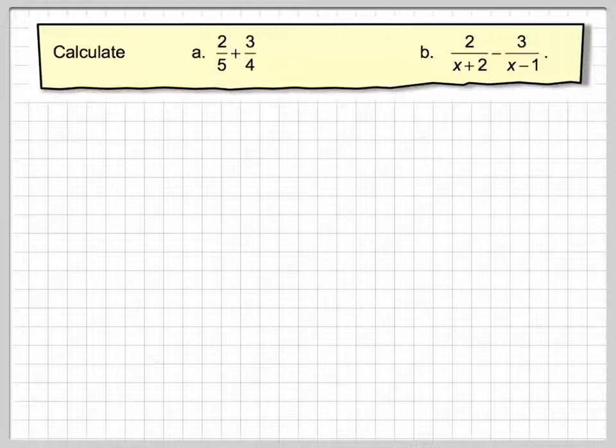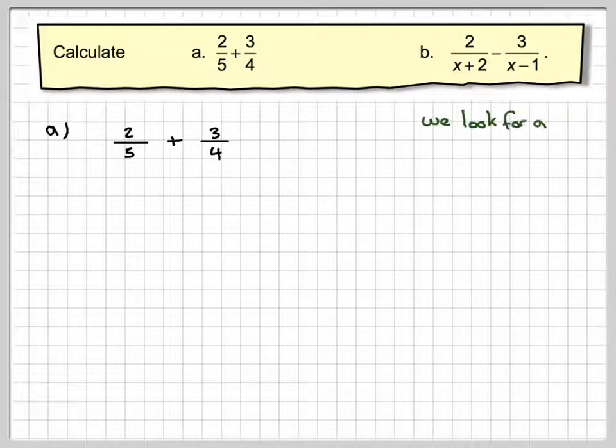In this video, we're going to add two numerical fractions together, 2/5 plus 3/4, and then we're going to use that idea, what we did here, in order to do this subtraction of algebraic fractions. So we've got 2/5 plus 3/4.